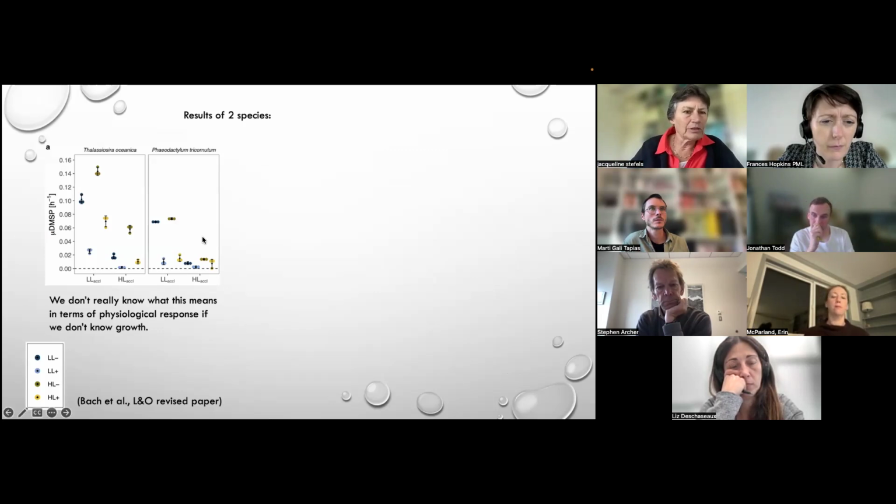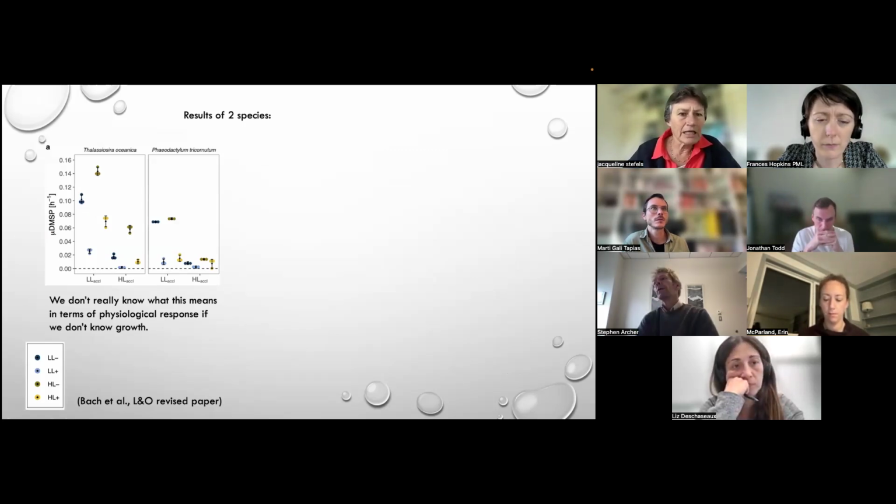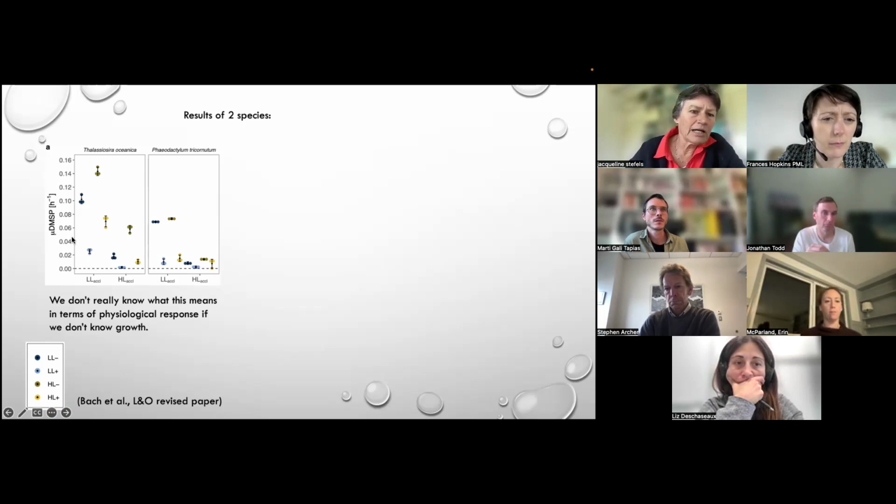So here you see how the species responded with this method on high light and low light, and then the overall message is that UV reduced the DMSP production greatly relative to its control at the same PAR level. And that was true for both species. But you also see that low light acclimated cultures had a different response than high light acclimated cultures. That was also similar in both species.